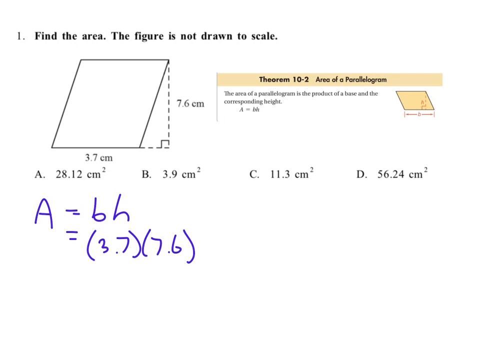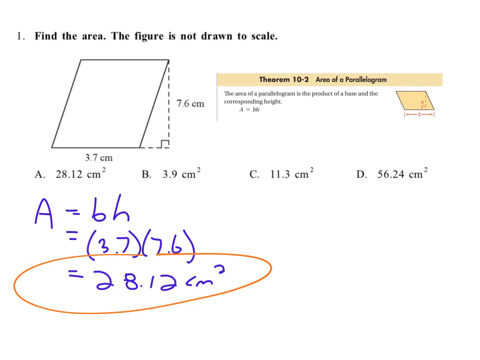Let's see here. 3.7 times 7.6. We get 28.12, and the units were centimeters, so we've got 28.12 centimeters squared, and that is choice A.